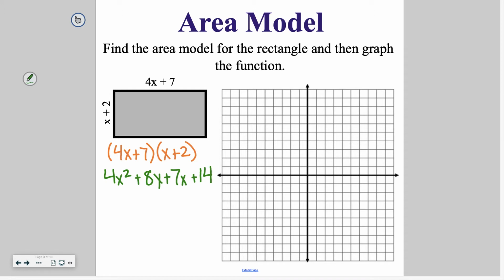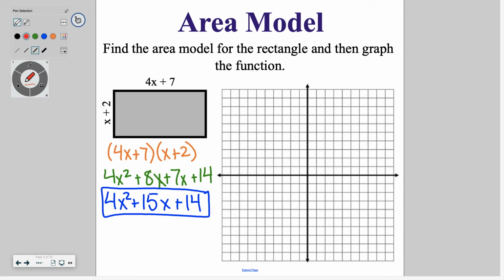Giving us our final model equation then of 4x squared plus 15x, combine the 8x and the 7x to get 15x, plus 14. So that's our model for the area of that rectangle. Now from there, we're going to go ahead and get into the graph of that function and talk about what it means. So in order to graph it, we're going to need to find our axis of symmetry first.